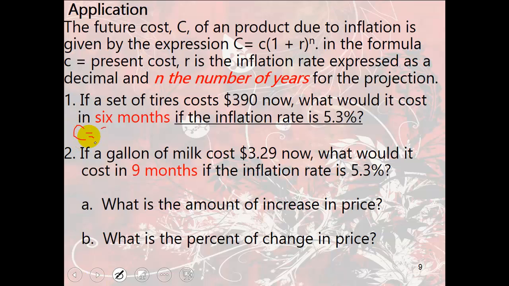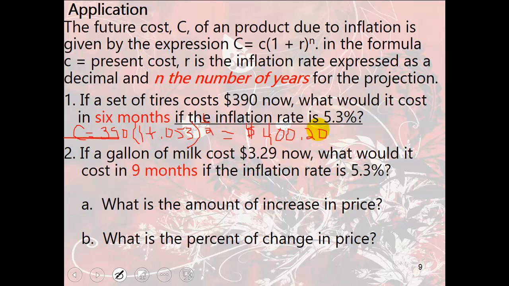Little c is $390. The interest rate is 1 plus 0.053. 6 months is raised to the 1/2 power. So when we put that into our calculator, we get $400.20.